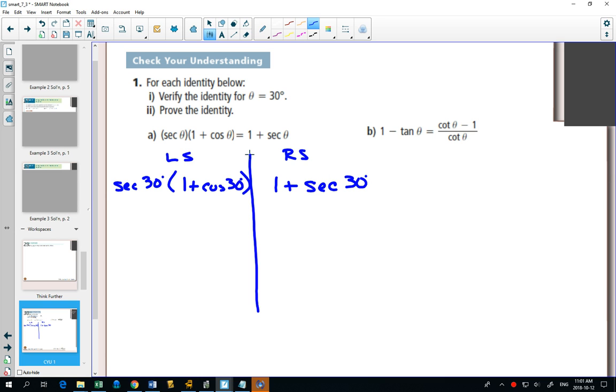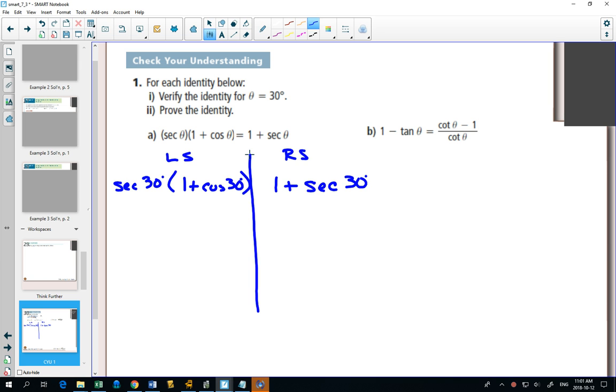The reason verification is a little bit annoying is that often proving is easier than verifying. Once you've proven something, you've just said it works for all angles, so you wouldn't need to verify ones in particular. But if you do verify, you're going to have to use your unit circle.